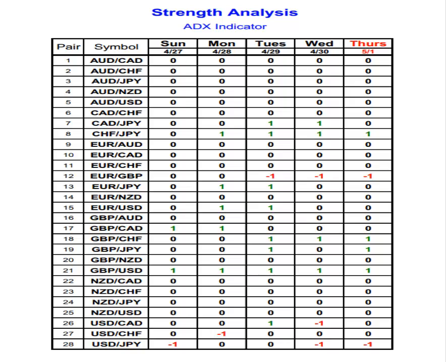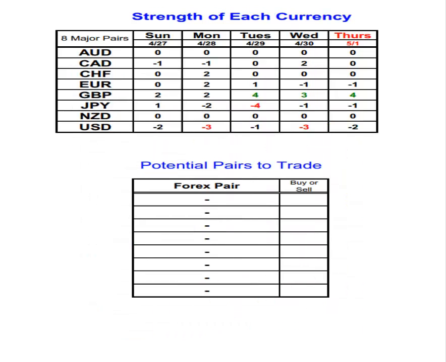Here's the ADX analysis chart for Thursday, May 1st. Please compare this with the results of your analysis. From the ADX analysis and the strength calculator, we have the following currency strengths. There's one strong currency and no weak currency. There aren't any qualified pairs to trade.